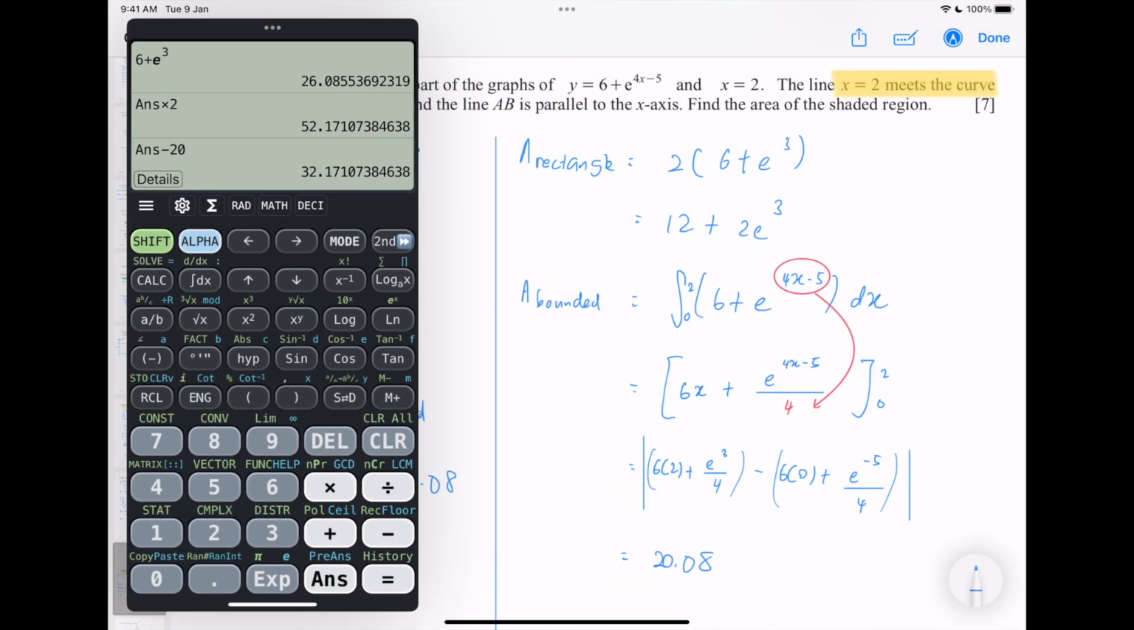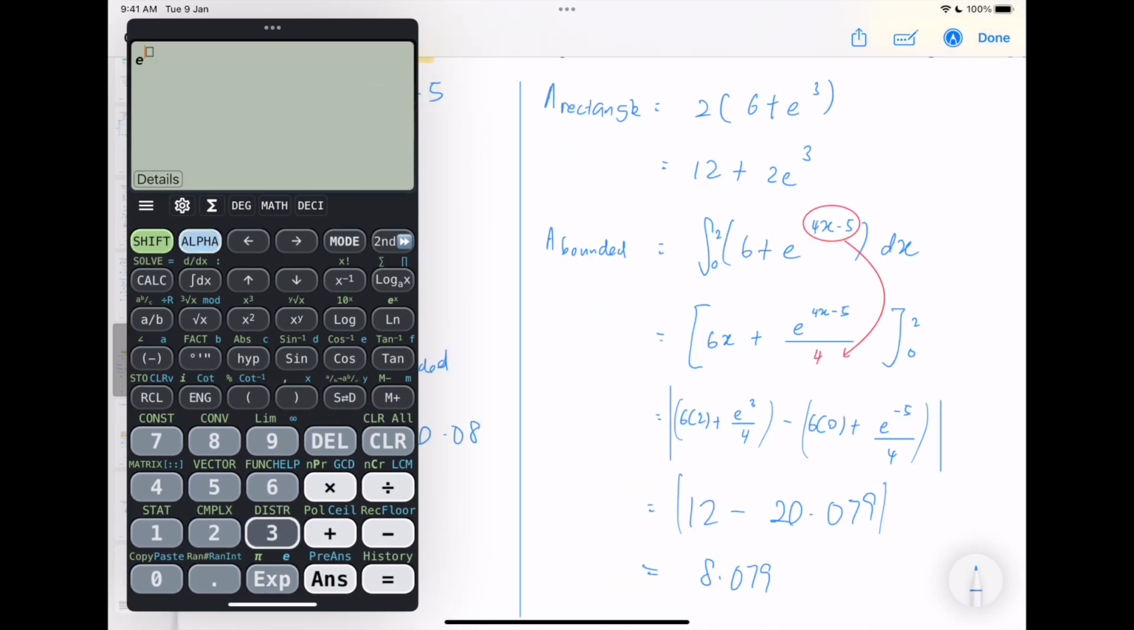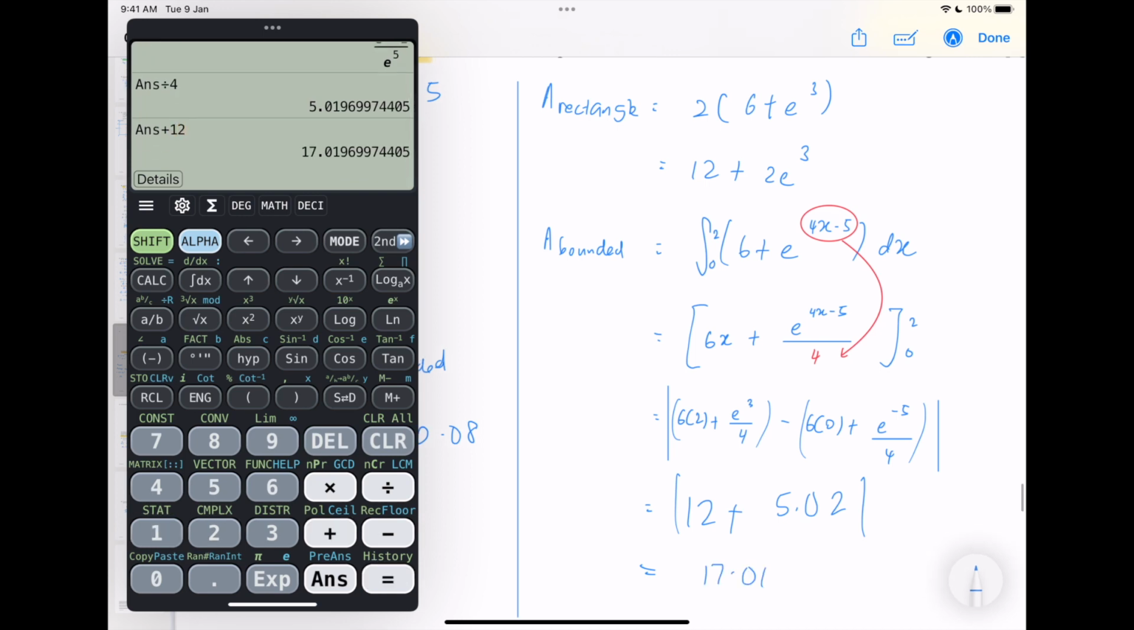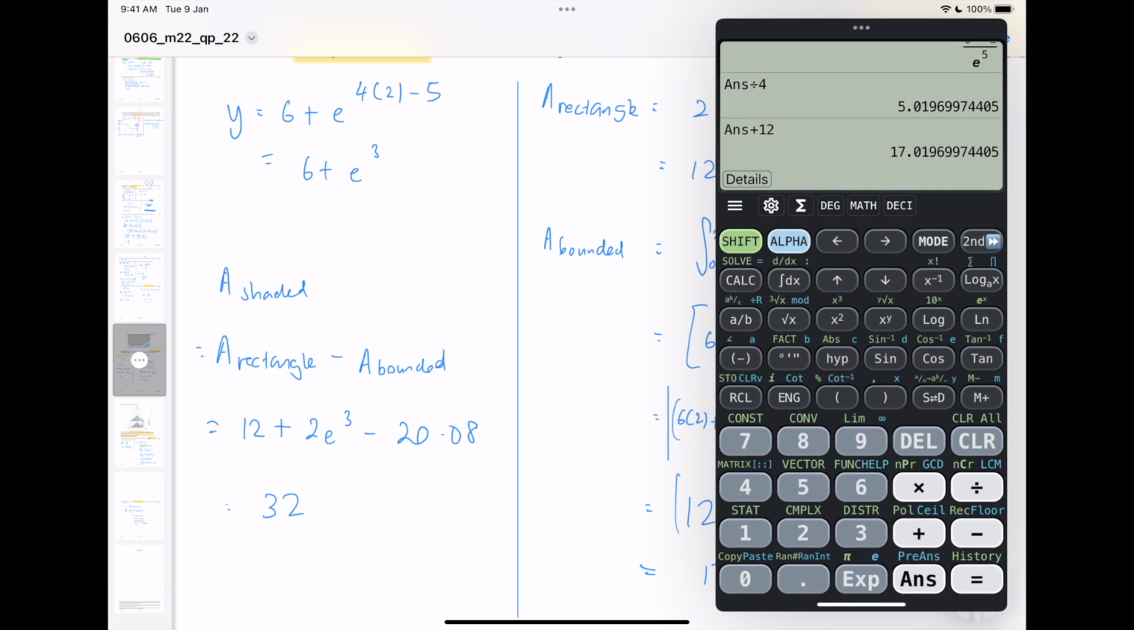Let me calculate again. e to the 3, then you minus e to the negative 5. So that's what you get. Then you're going to divide that by 4. That's going to give you 5.02. Now you have 12 from the other one, so 12 plus this. You're going to get 17.02.